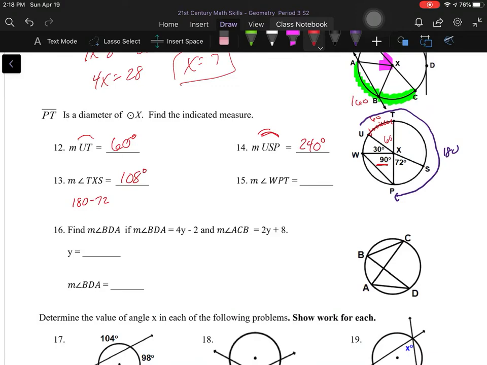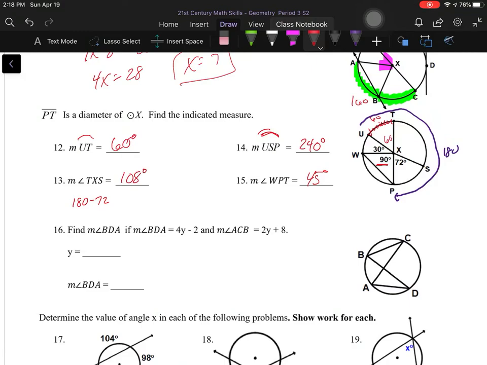And then the last one, the measure of angle WPT. There are a couple different ways of doing it. You know that WX and XP are radii. So if you have a 90-degree angle and it's an isosceles triangle, you know that you have 90 degrees left. So you can take 90 divided by 2, and that's going to give you 45 degrees. That's not using anything from this chapter.